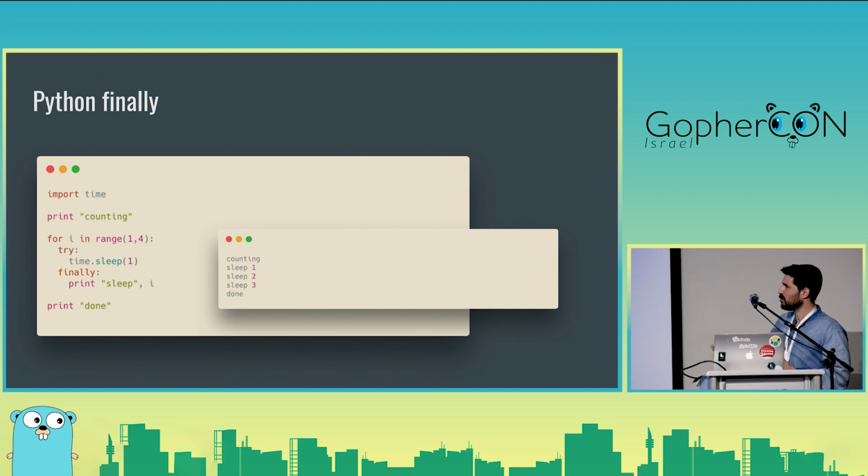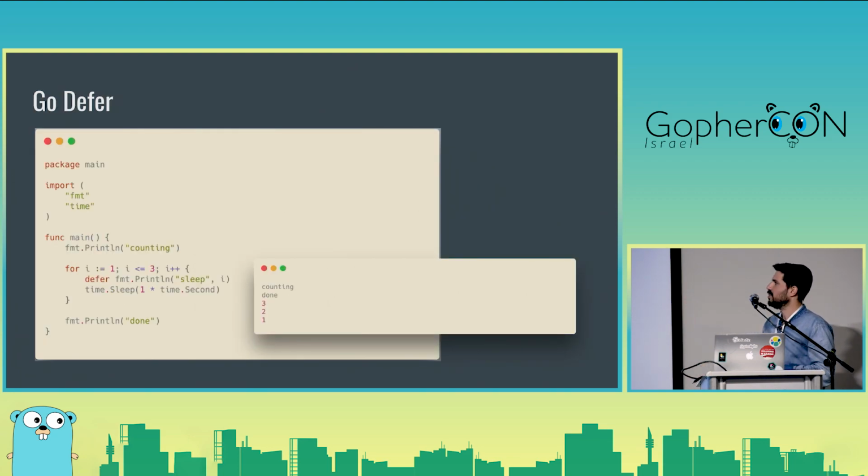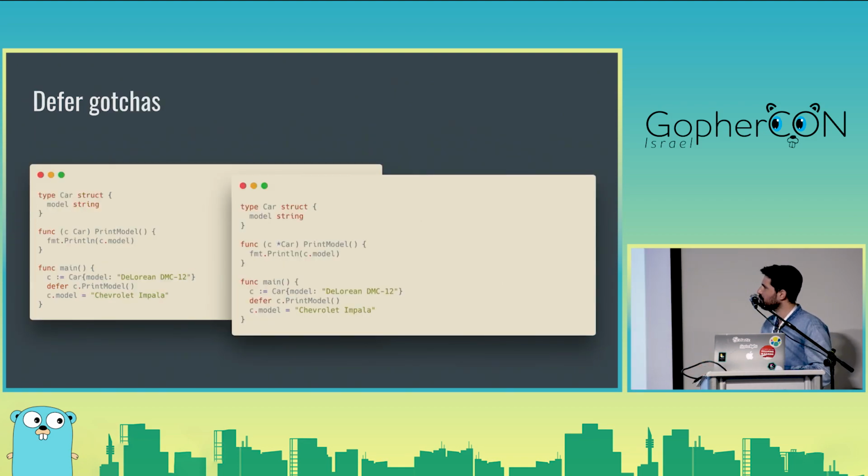In the Python world, the finally statement will be evaluated immediately, each iteration. So we print the counting message, then each iteration we print to the screen, then the sleep, and finally the done message will print to the screen. So this is the expected behavior. Here, for example, in Go, the defer will be evaluated when we exit the function. So if you want to do something with your defer statement and make sure it is evaluated immediately, make sure it's wrapped in a function.